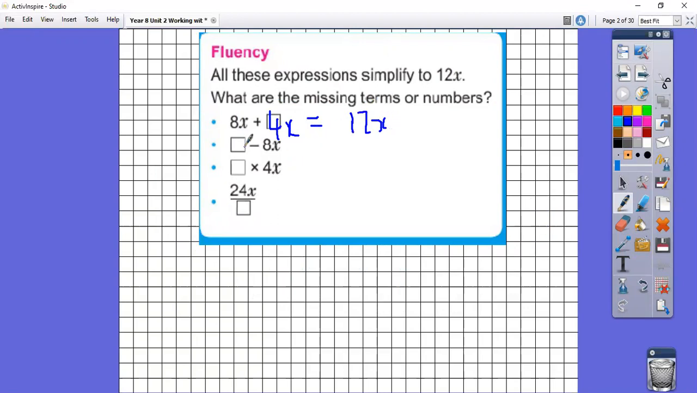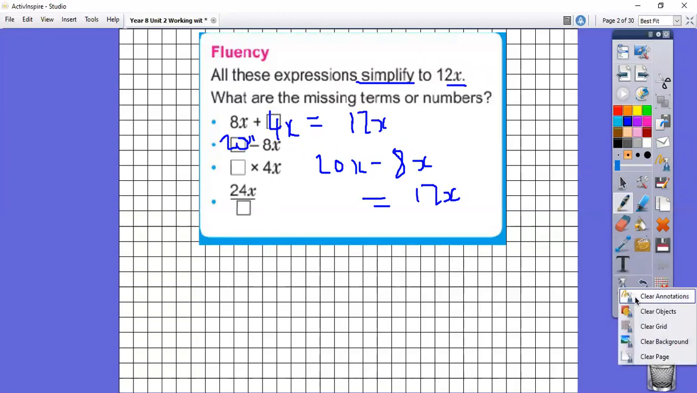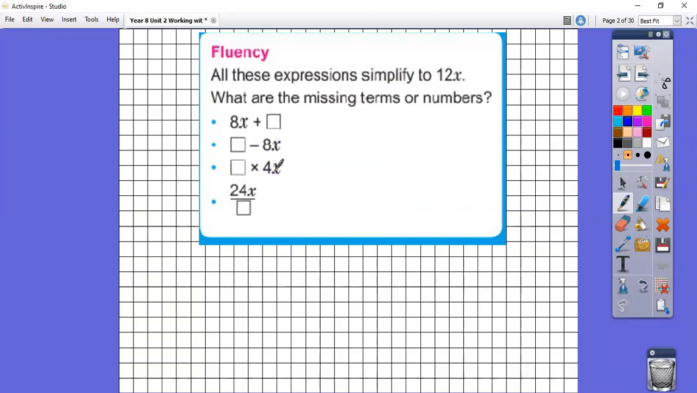The second one is something subtract 8x gave us 12x, because remember it says it simplifies to 12x. So that would be 20x. Let me write this again. 20x subtract 8x gives you 12x. And then the third part, something times 4x gave us 12x. Well, that would be 3. 3 times 4x gives you 12x.